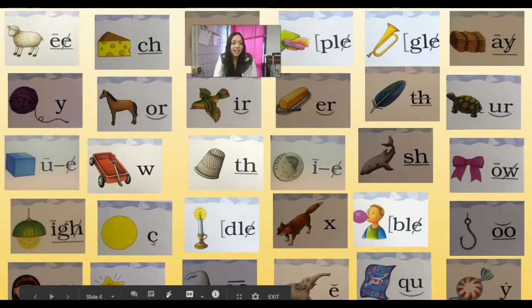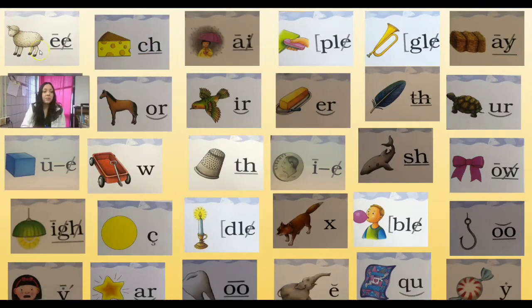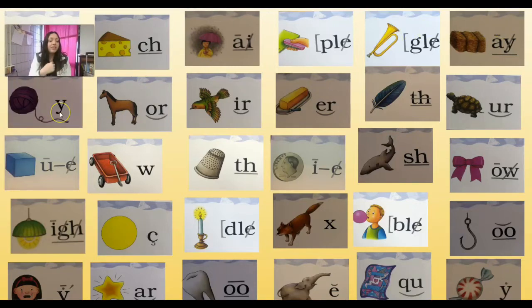All right, let's look at our sound cards. Are you ready? So up here we have a sheep, E. Digraph EE, very good. Cheese, ch. Digraph CH. Rain, A. Digraph AI, very good. Staple, final syllable PLE. Bugle, final syllable GLE. Hay, A. Vowel, digraph AY, very good. Then we have yarn, Y.